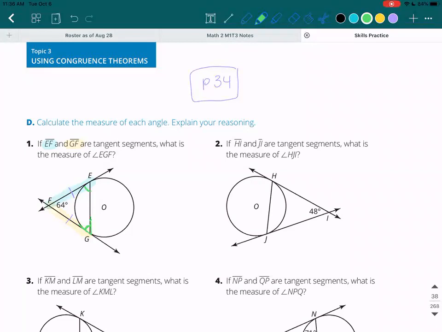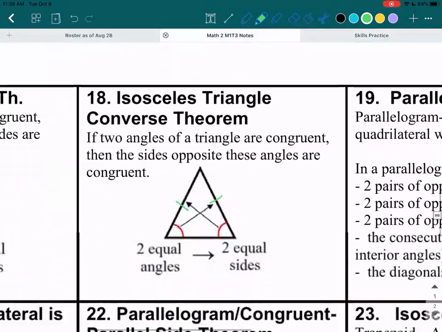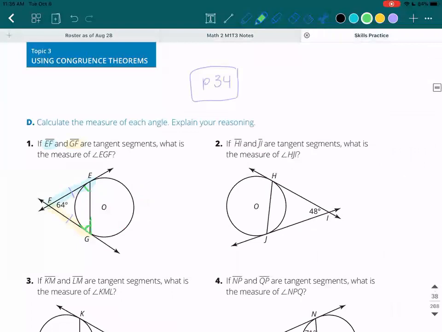Let me remind you on the notes where that's from. Over here. If you have two congruent sides, then you have two congruent angles. If you have two congruent angles, you have two congruent sides, okay? So here it is on the notes. We're going to apply it now to this picture over here. So we have this triangle with two congruent purple sides and two congruent green angles.